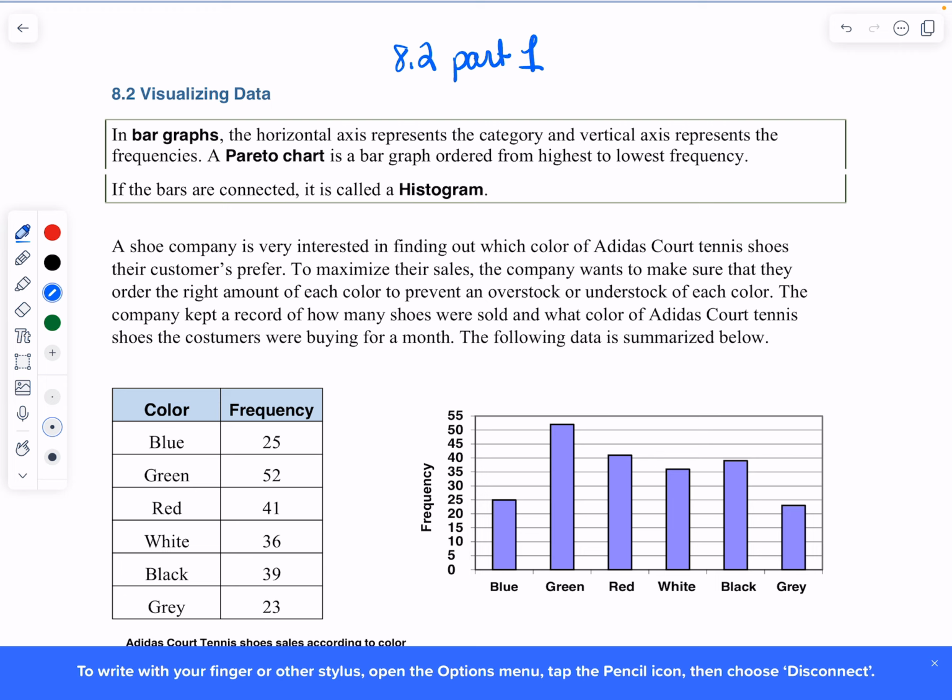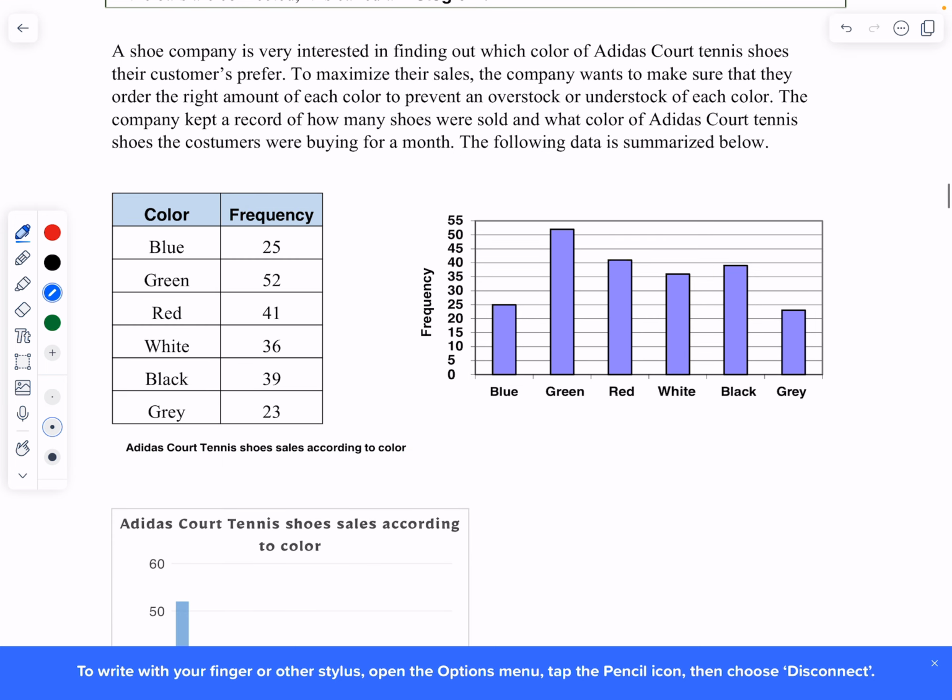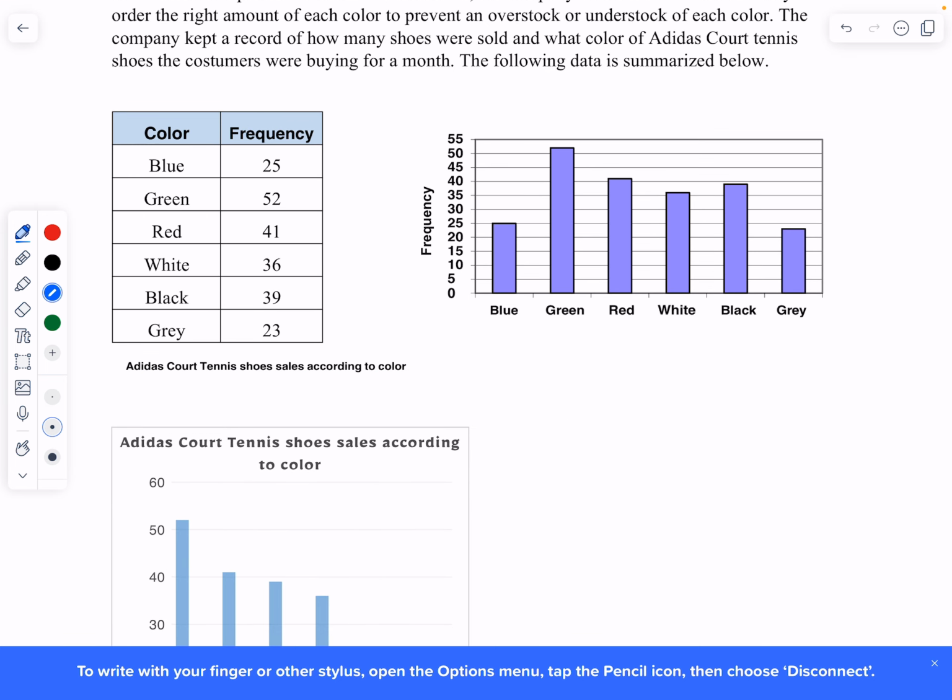Okay, so let's look at this first example. A shoe company is very interested in finding out which color of Adidas court tennis shoes their customers prefer. To maximize their sales, the company wants to make sure that they order the right amount of each color to prevent an overstock or understock of each color. The company kept a record on how many shoes were sold and what color of Adidas court tennis shoes the customers were buying for a month. The following data is summarized before. Okay. So the last section, we completed a frequency chart.